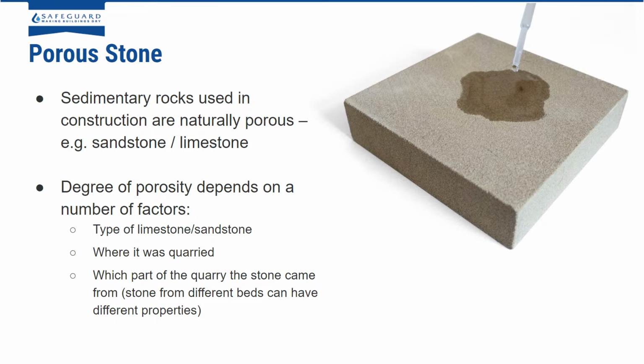And also you can get porous stones, so even sedimentary rocks which are used in construction are naturally porous, such as sandstone and limestone. But the degree of porosity can depend on a few factors, such as the actual type of limestone and sandstone, where it was quarried, and even which part of the quarry the stone came from. So different beds from where it came from can have different properties.